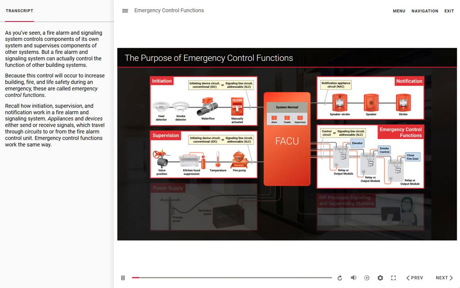As you've seen, a fire alarm and signaling system controls components of its own system and supervises components of other systems. But a fire alarm and signaling system can actually control the function of other building systems, because this control will occur to increase building, fire, and life safety during an emergency. These are called emergency control functions. Recall how initiation, supervision, and notification work in a fire alarm and signaling system. Appliances and devices either send or receive signals, which travel through circuits to or from the fire alarm control unit. Emergency control functions work the same way.